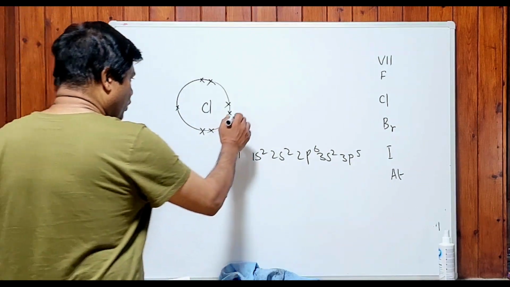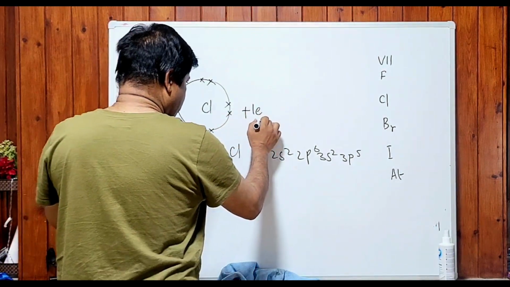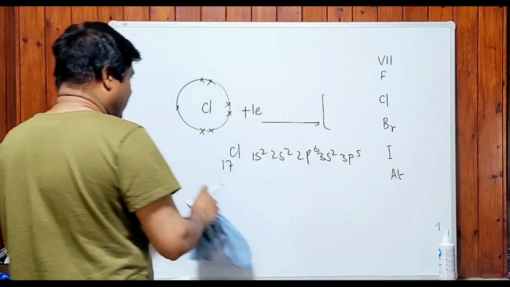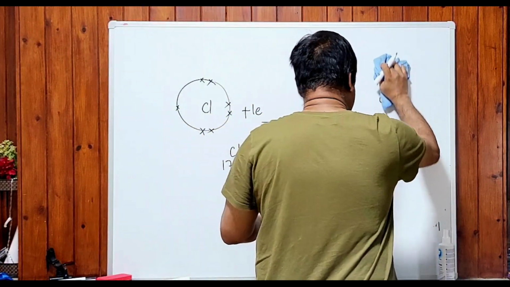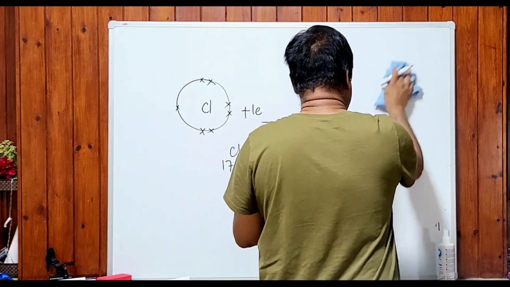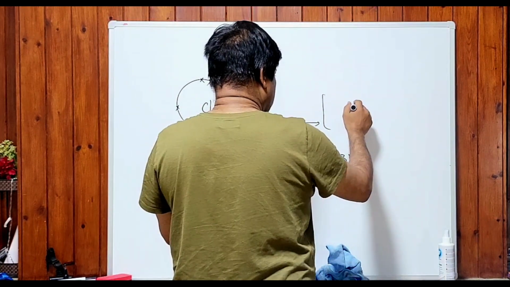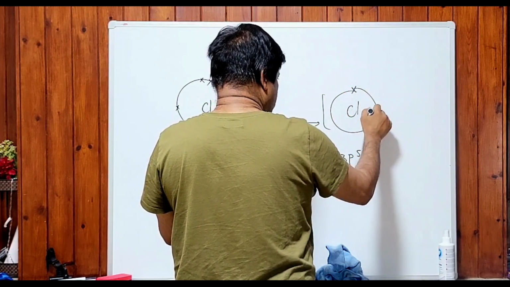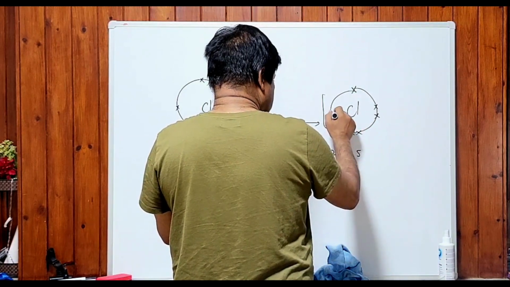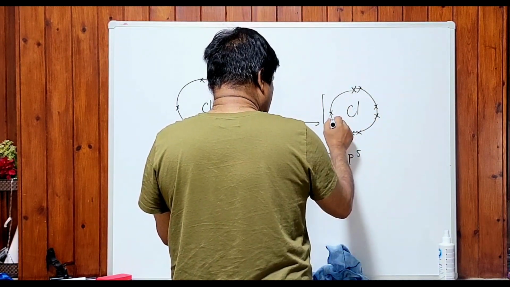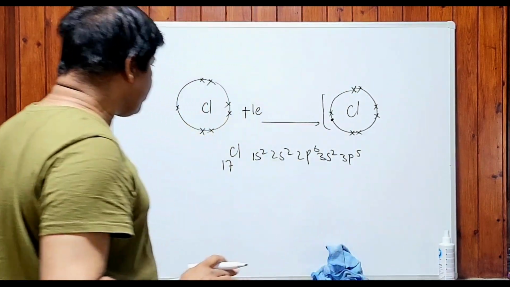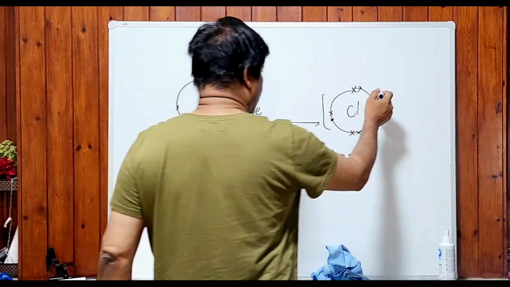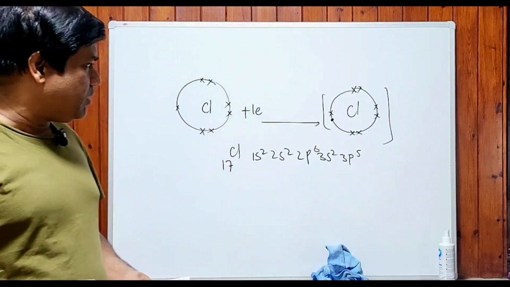Now, chlorine gains 1 electron. Yes, easy. And it becomes the Cl minus ion. Look at that, chlorine has 8 electrons now. This 1 electron is gained from sodium. Chlorine has 1, 2, 3, 4, 5, 6, 7, and this electron is gained from sodium. Don't worry, I will teach you the Lewis dot and cross structure. I'm just explaining how the ions are formed and how the ions join to make an ionic bond.